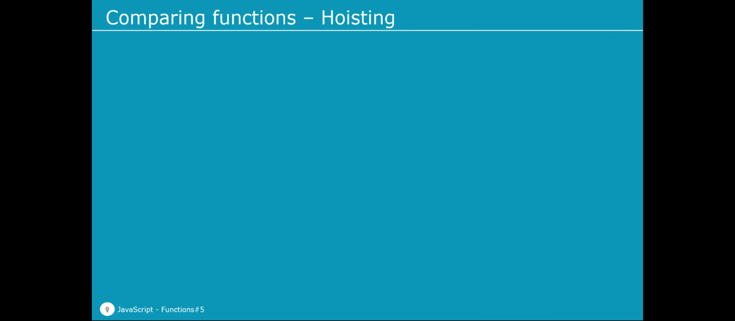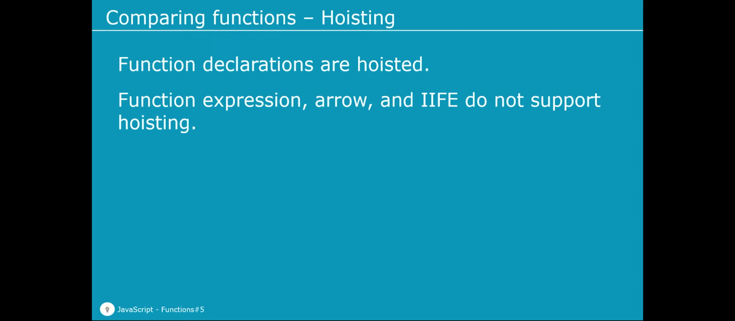Now is the turn of hoisting. Function declarations are hoisted. Function expressions, arrow functions, and IIFE do not support hoisting. Hoisting is a feature of JavaScript that moves the function declaration to the top of the respective scope during the compilation phase. This allows us to use a function before it is defined in the code.